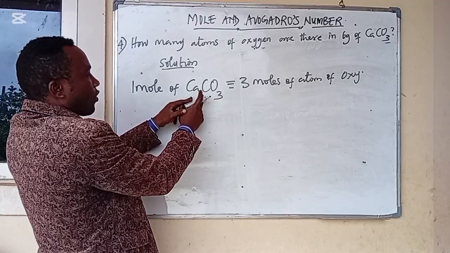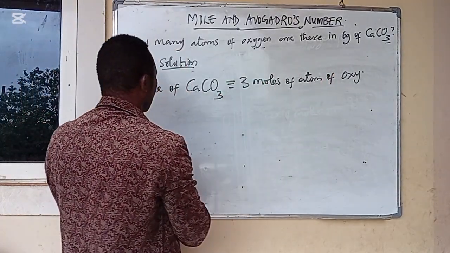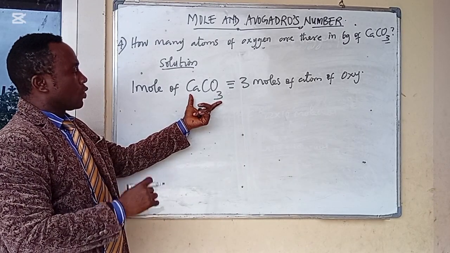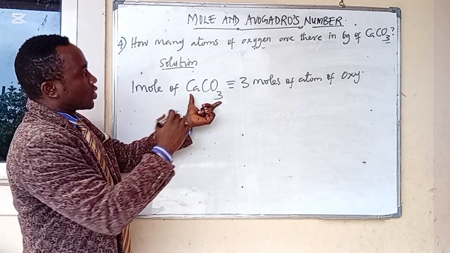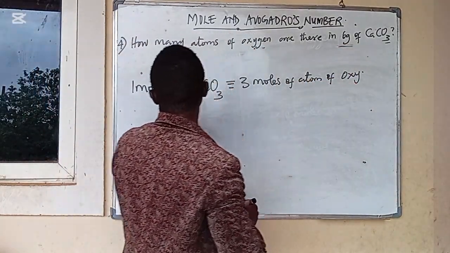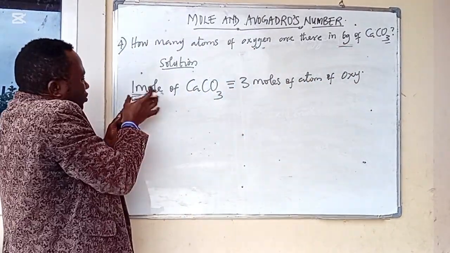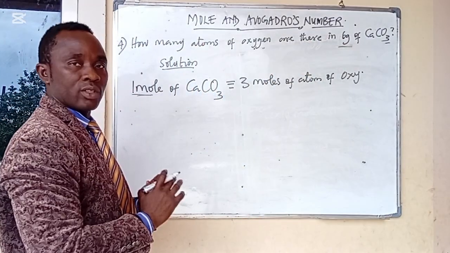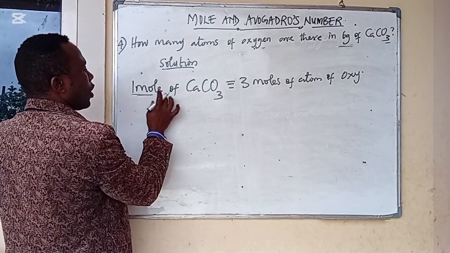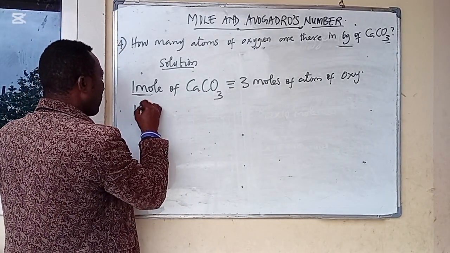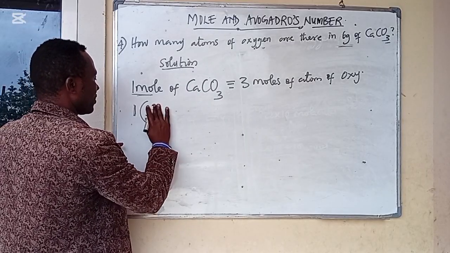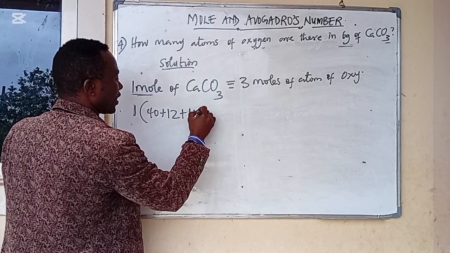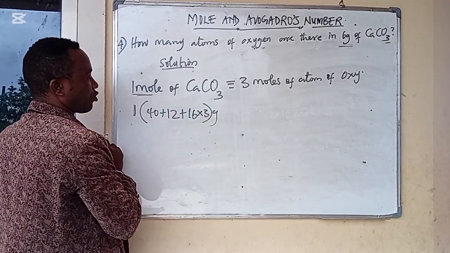So if 1 mole of calcium carbonate, or calcium trioxocarbonate 4, contains 3 moles of atoms of oxygen, what is the mass of calcium trioxocarbonate 4? Because what they gave you here is mass and not mole. So you have to convert 1 mole of this to mass, to start with. So what we do is: 1 mole of calcium carbonate simply means 1 multiplied by calcium is 40 plus carbon 12 plus oxygen 16 times 3 gram. That is how you convert to gram.